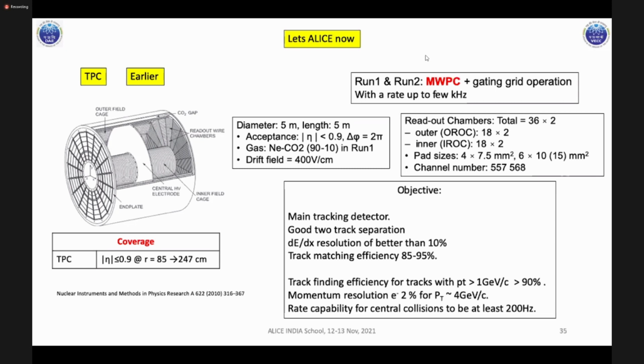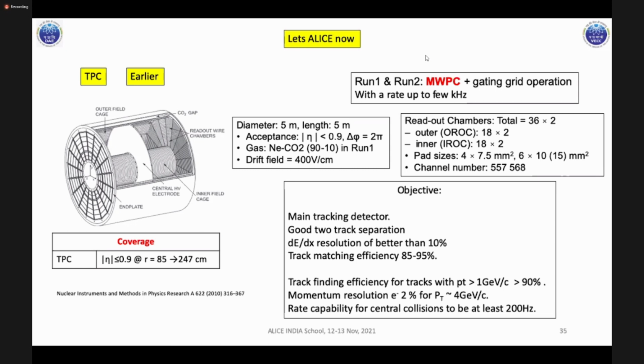What does this TPC do? This is the main tracking detector, as I was saying. It has very good track separation efficiency. The main thing it does is measure the dE/dx, and the resolution for this energy deposition is better than 10%. Track matching efficiency is 85 to 95%, along with the track matching algorithms. And also the track finding efficiency for pT greater than 1 GeV is greater than 90%. Momentum resolution is about 2%. And rate capability I have already discussed. This is limited by the readout, and it is about 1 kilohertz.